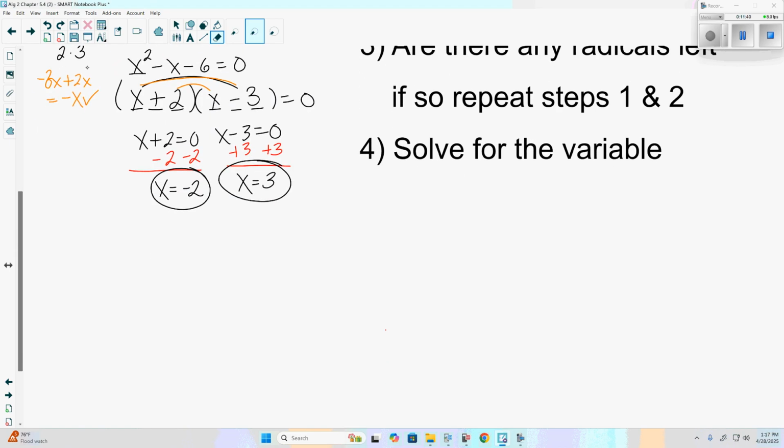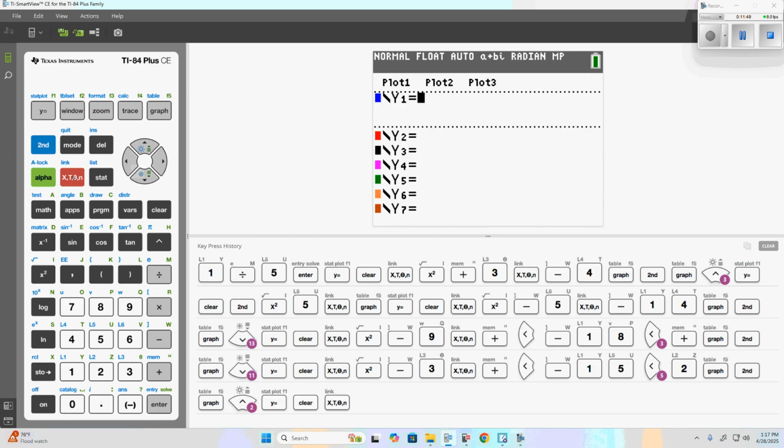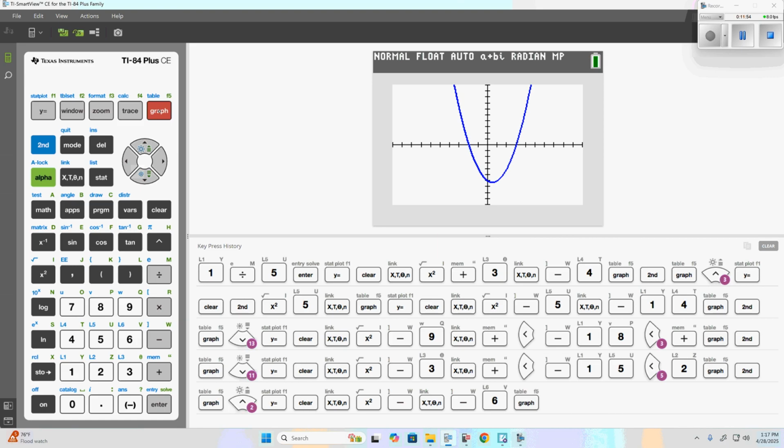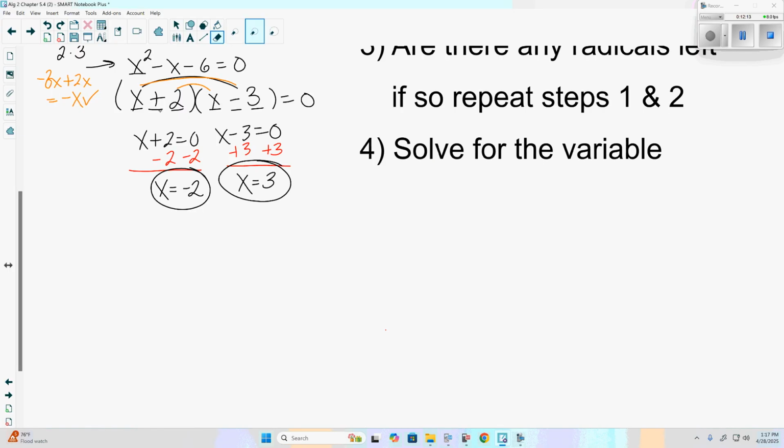Because the other way we could have done this is graph it, x squared minus x minus 6. And to do that, we would grab the graphing calculator, hit y equals, and say x squared minus x minus 6. And again, we're looking for the values of x that make the y value be 0. So the two places where it says that y is 0 is when x is negative 2 and when x is 3, which we found by factoring also.